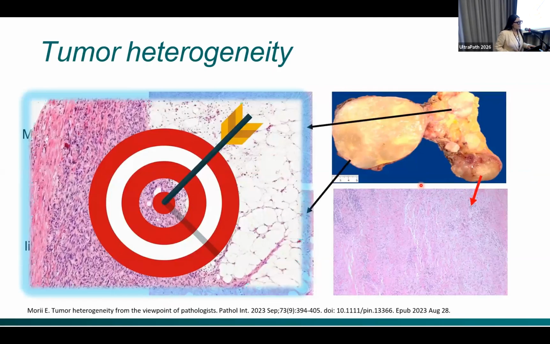Another problem is tumor heterogeneity. For example, we have this peritoneal tumor, and these areas correspond to a well-differentiated liposarcoma. But in these other areas there is a dedifferentiation; in this case, this is a peripheral nerve sheath tumor. So with the processing of the FFPE, we have the ability to select the desired area.